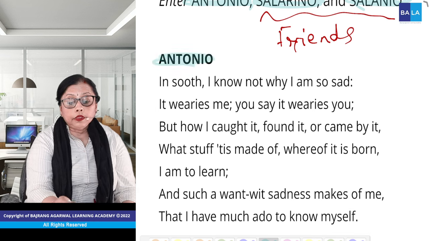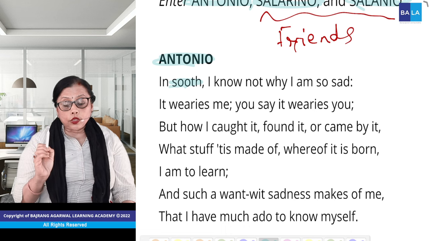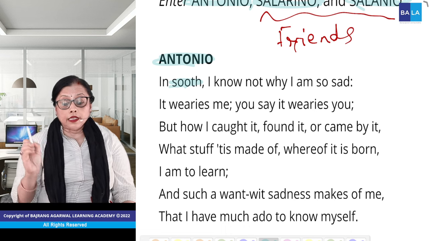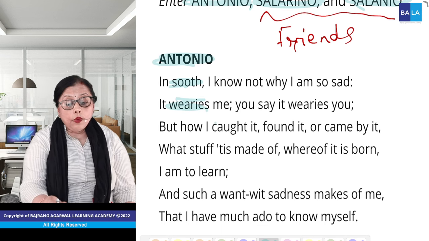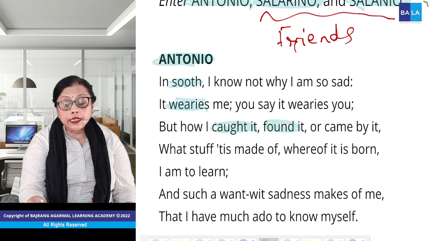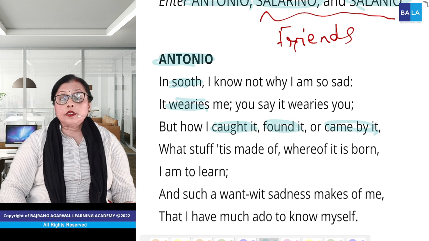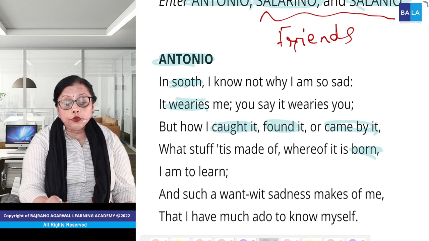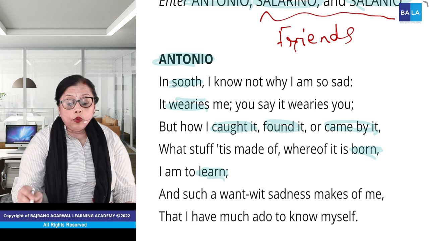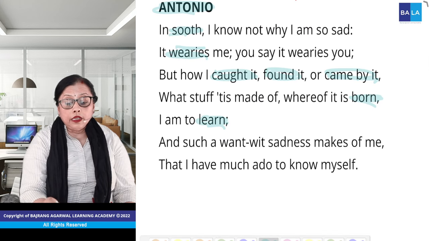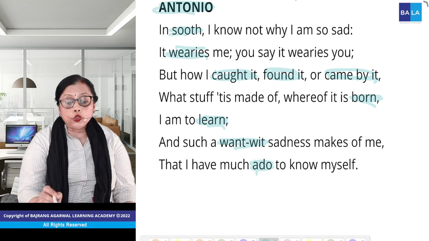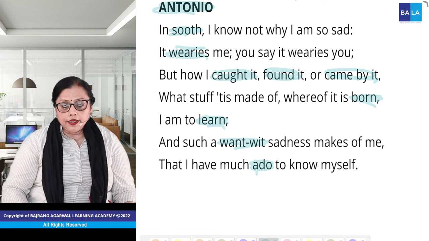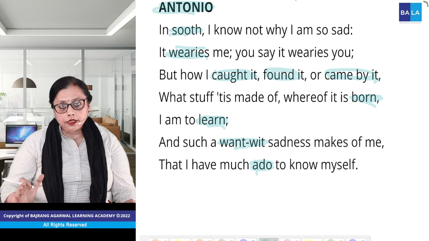Antonio: In sooth, I know not why I am so sad. It wearies me. You say it wearies you? How I caught it, found it, came by it, what stuff it is made up of, whereof it is born, I am to learn. Such a want-wit sadness makes of me that I have much ado to know myself.